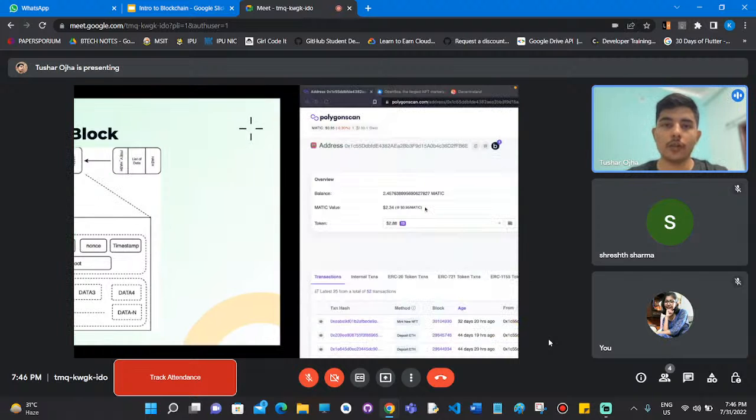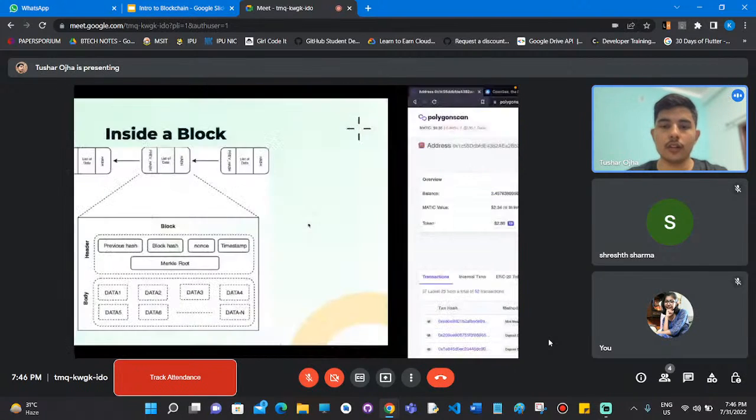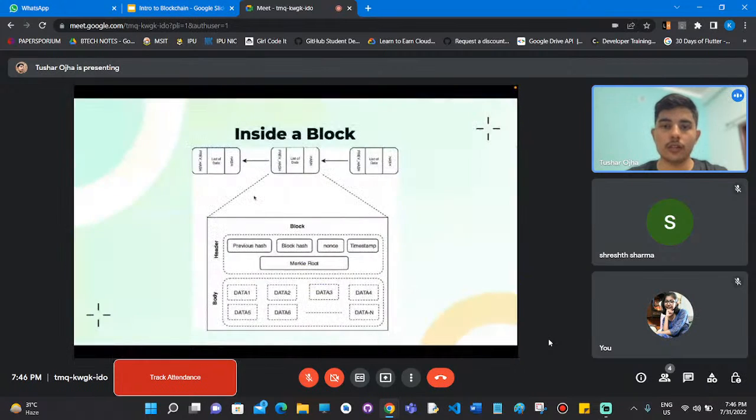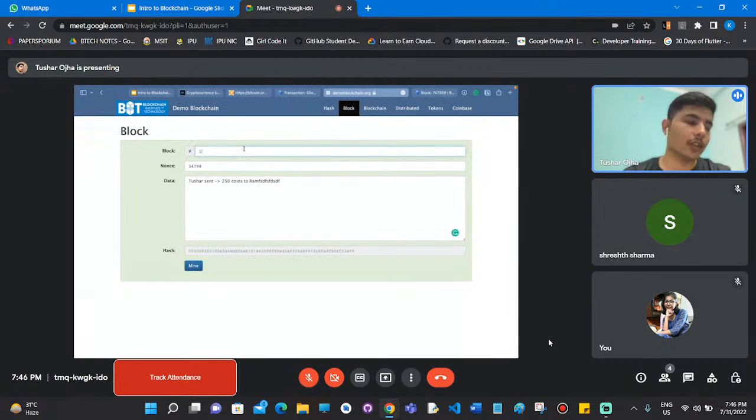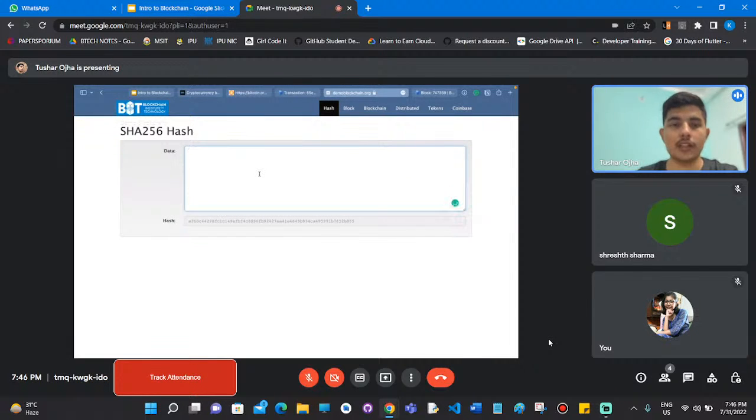So what I've opened up here on Chrome is a blockchain demo. In this, we're going to understand about a nonce and how hashing works. So this is what is called hashing. Let's say I have a message here, some data, let's say my name. So this is the hash for it. There are different hashing algorithms. Right now we are using SHA 256.